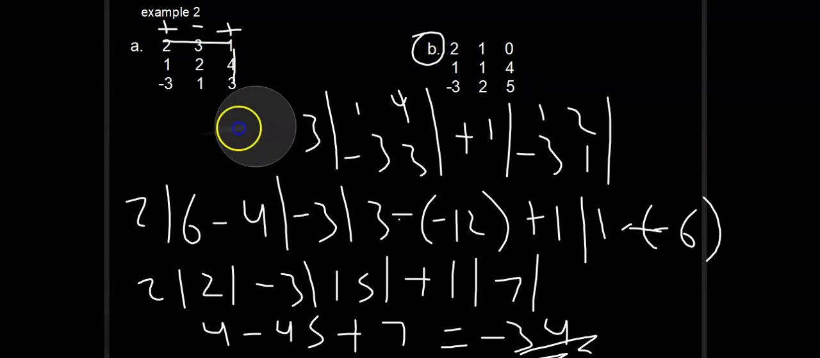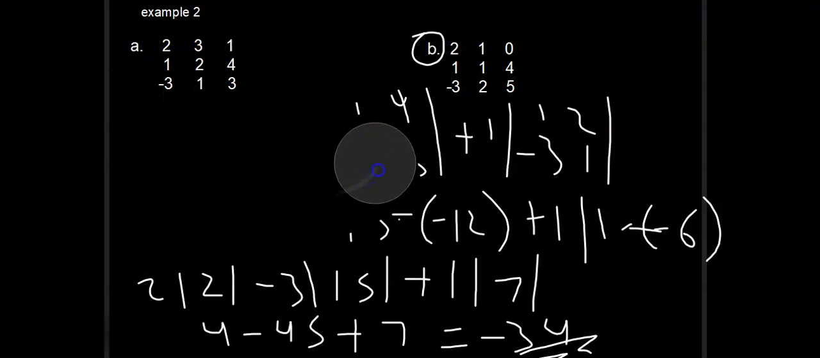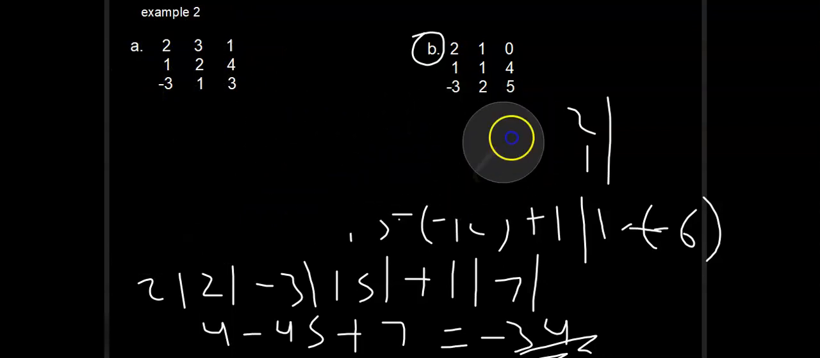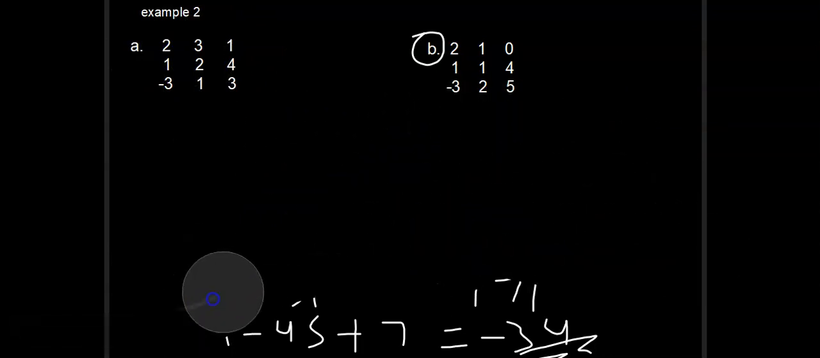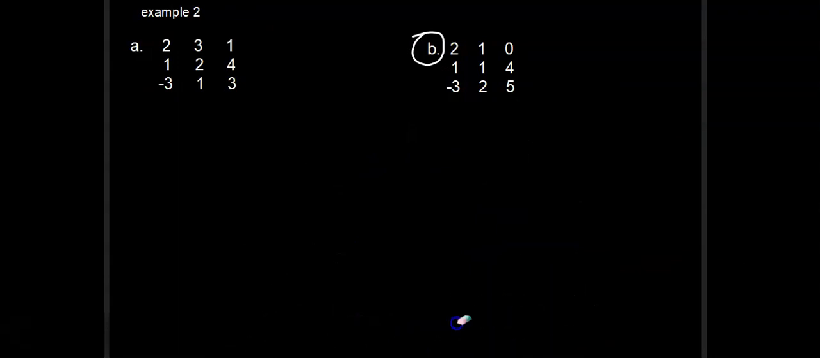So let's do the next one. I hope you guys stop the video and try to do the next one. Now I'm going to do the next example. I'm going to follow the same procedure with this example. The first step is always the sign. So it will be plus, minus, and plus.